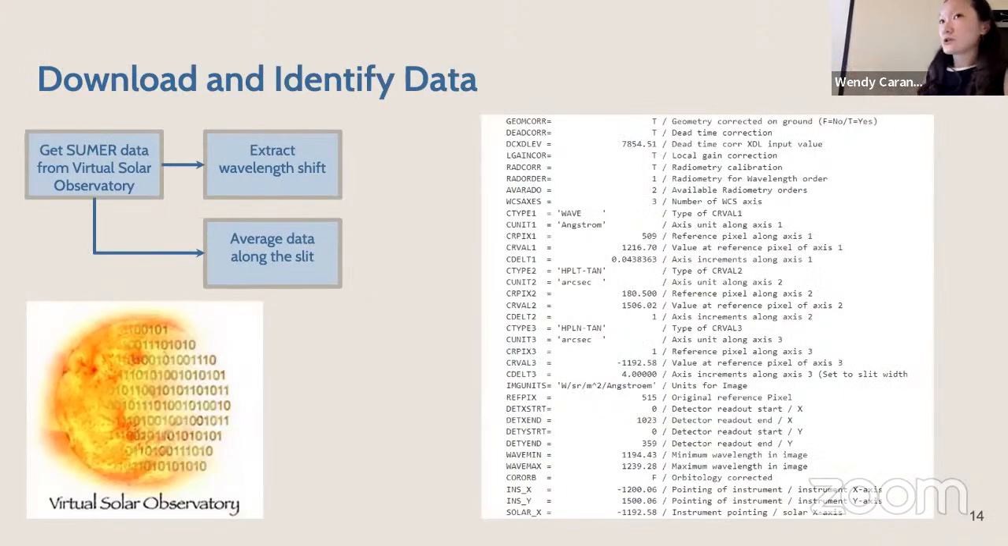So data comes from the Virtual Solar Observatory. It's a fun little website with just a ton of information about all kinds of satellites and instruments on there. You can narrow down your search parameters to spectral range, date, time, great place. And then we end up with these FITS files here, which have a ton of headers with information in it.